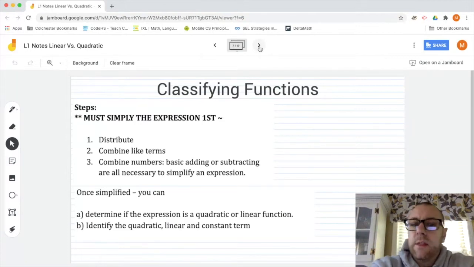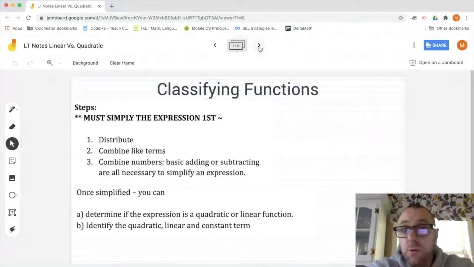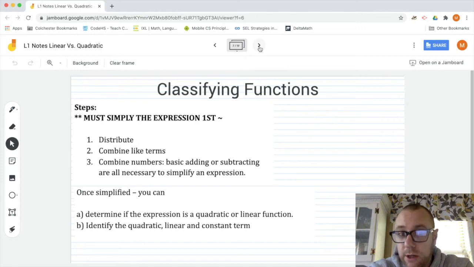So the steps to classifying functions. When you're given an equation, first off, you have to simplify it. So you have to simplify the expressions before you classify it. There are some simple steps that you will have known from solving equations. First step, you distribute. If there is a distributive property, you combine like terms, get all the variables together, combine the numbers by adding or subtracting, and then once you simplify, you just determine, okay, is there an x squared? Is there just an x? And that's how you determine if it's quadratic or linear.